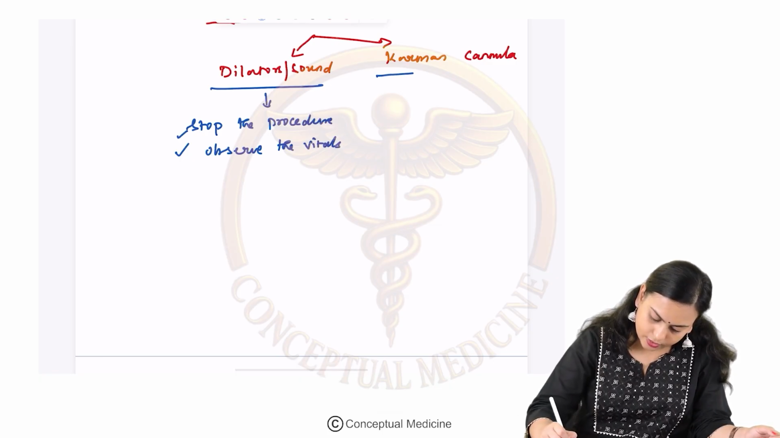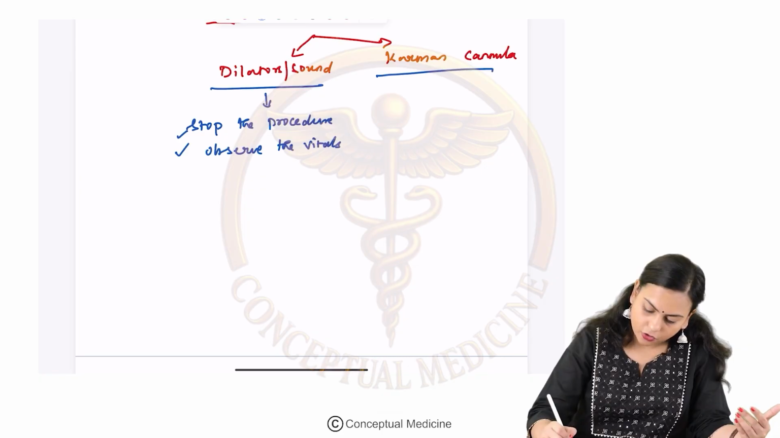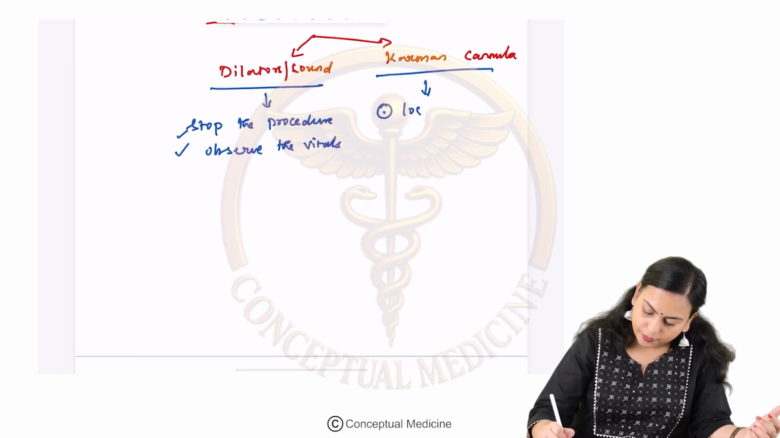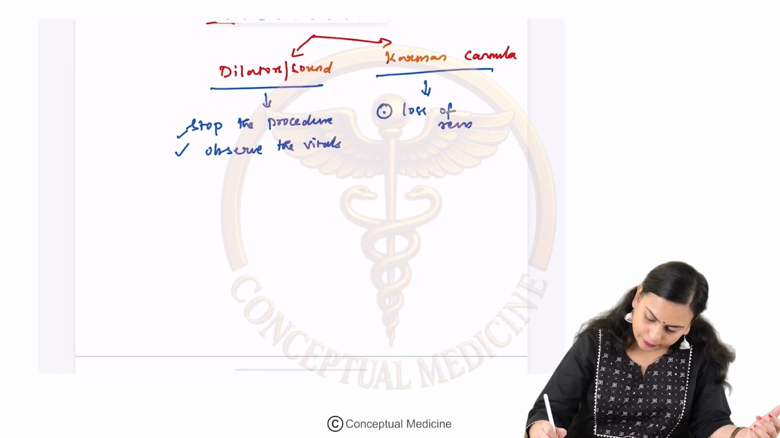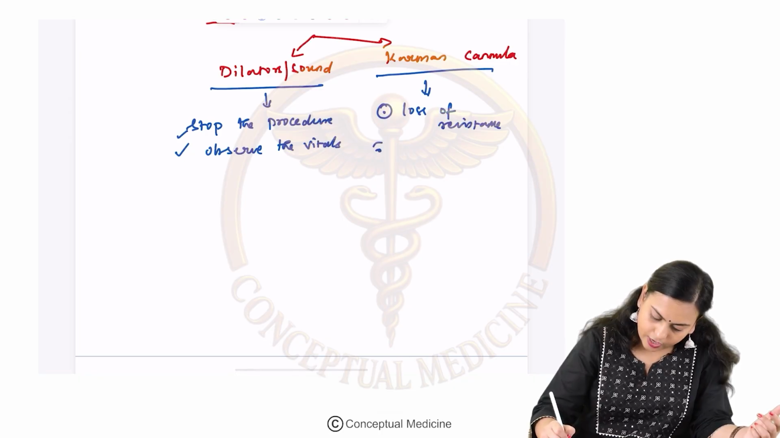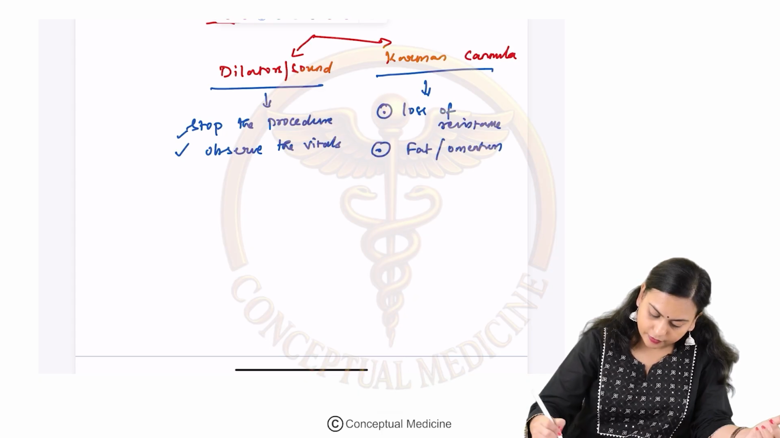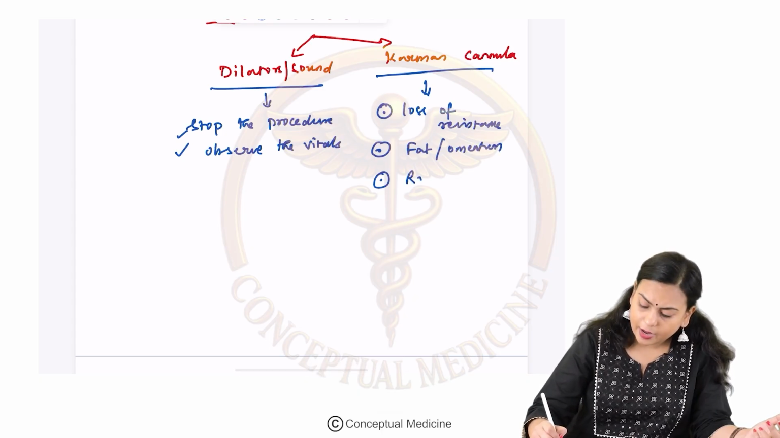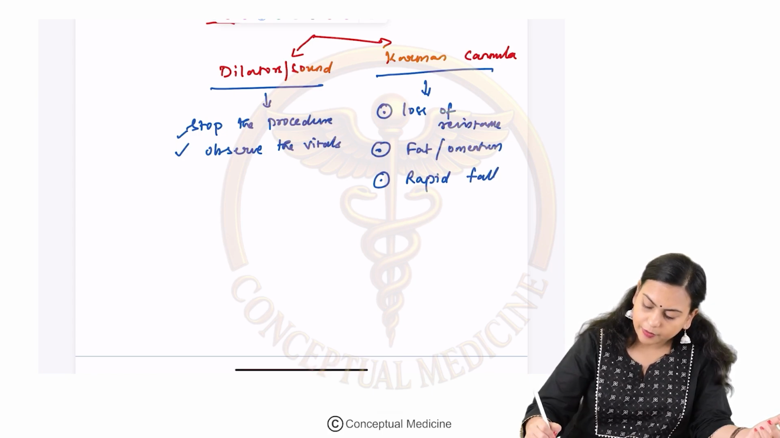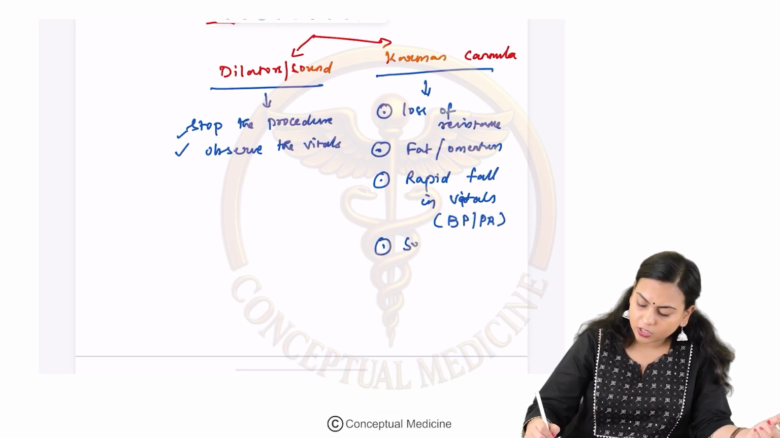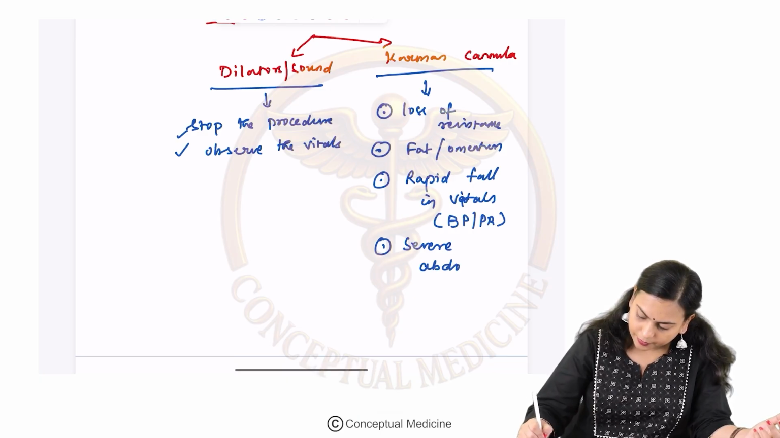Okay. Suppose the perforation has occurred due to Karman's cannula, it can be understood by a sudden loss of resistance, and the cannula can go anywhere, including the fat, omentum, and there will be a rapid fall in vitals, especially rapid fall in BP and pulse rate, and the patient may shout out of abdominal pain. There can be severe abdominal pain also.